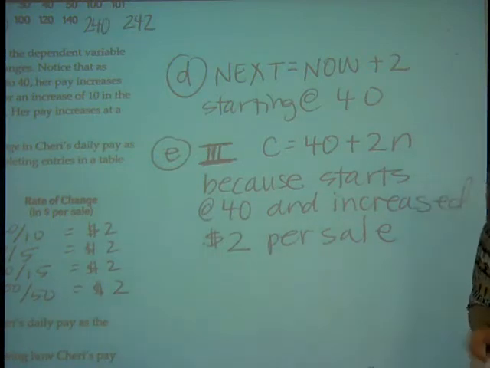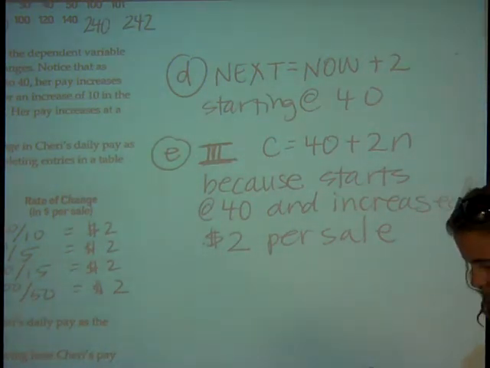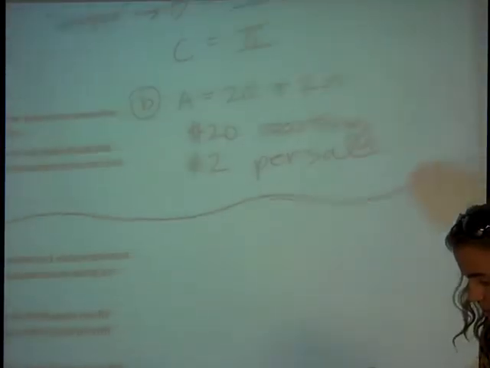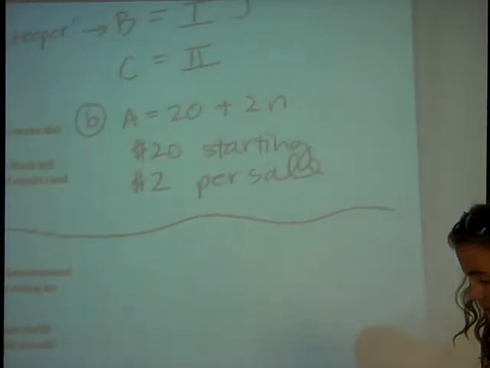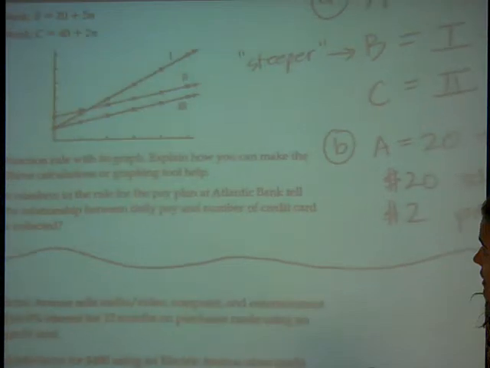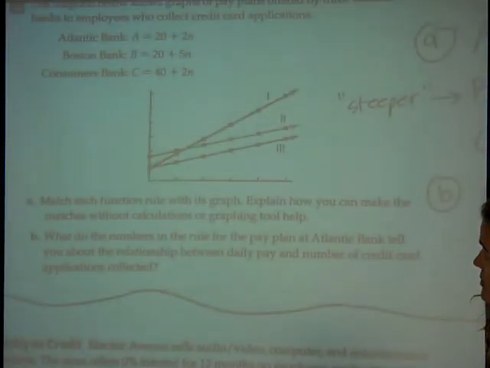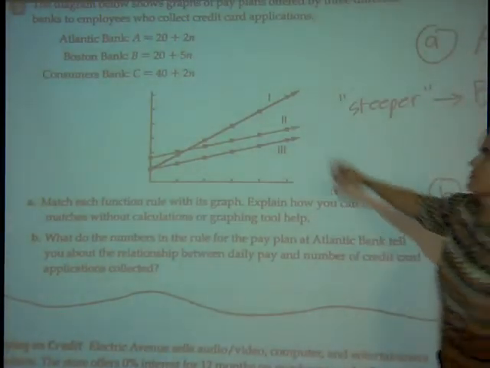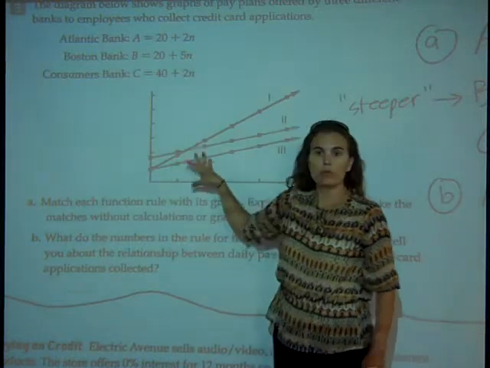Okay. Remember, if you have any questions on this as you go through it, write it down so we can go through it tomorrow. Okay. Last but not least here, number 3, they gave you a picture of 3 different banks, right? We have the Atlantic Bank, the Boston Bank, and the Consumers Bank, right? And they gave you these 3 formulas, and you need to match up which one was which.